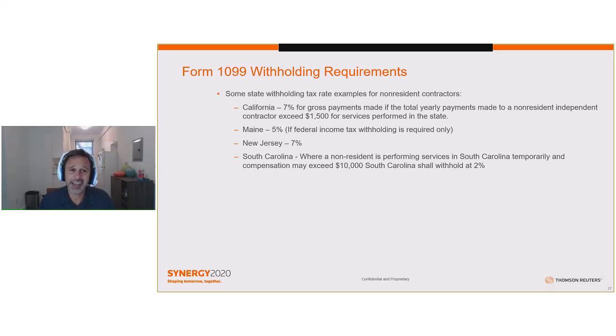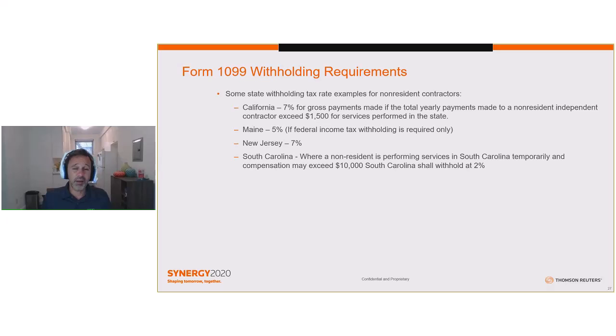The first state to really do this, not surprisingly, is California, which has a 7% withholding on gross payments if the non-resident independent contractor is paid more than $1,500 for services performed in the state. Maine has a 5% withholding requirement. But interestingly enough, as per our previous slides, only when federal income tax withholding was required. So this is one of the key states that ties into backup withholding. New Jersey's at 7%. South Carolina's rule is fairly new, where the non-resident is performing services in South Carolina temporarily, and compensation exceeds $10,000, there's a 2% withholding requirement.